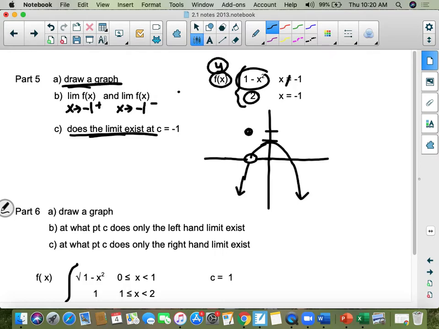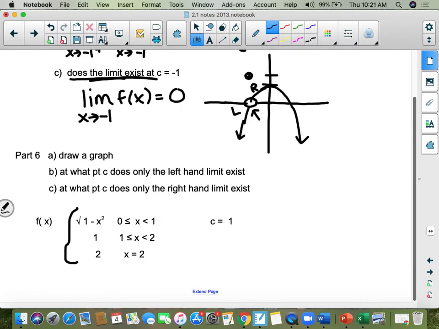And now we're going to look at the graph and find the limit as x is approaching -1. Well, here's the -1 from the right side and from the left side. I'm going to get an answer for this one of 0, and I'm also getting an answer for this one of 0. Does the limit exist at -1? Yes, because both answers are 0. Okay, we'll do another one, and I think we are done.